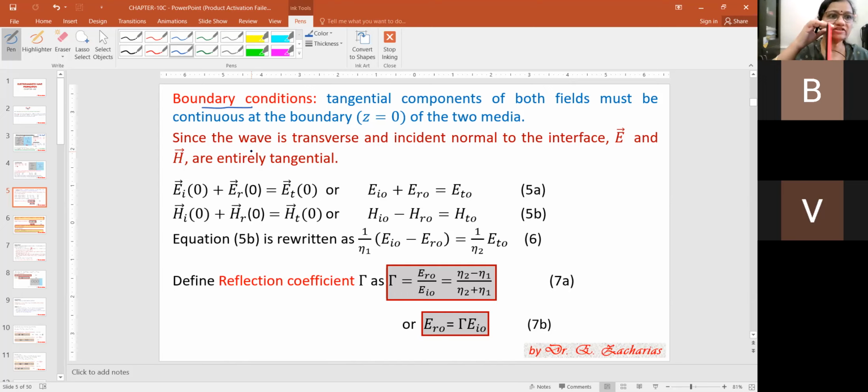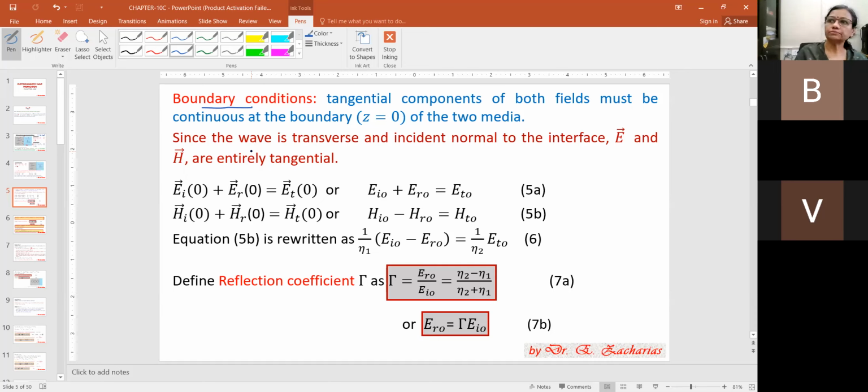Did you understand this? The electric field and magnetic field anywhere on this XY plane, this is your XY plane, whatever it is, the entire electric field and magnetic field will be tangential to the surface. So you don't have to take any components now. Take the entire electric field and magnetic field. It is entirely tangential.